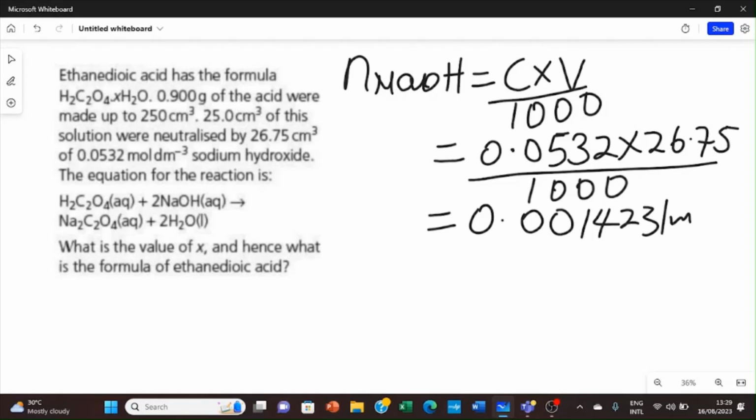0.00142311 moles. That's the first thing to do. So you've calculated the number of moles of sodium hydroxide. Now you go to the equation. 1 mole of the acid reacts with 2 moles of sodium hydroxide. So the mole ratio is 1:2.